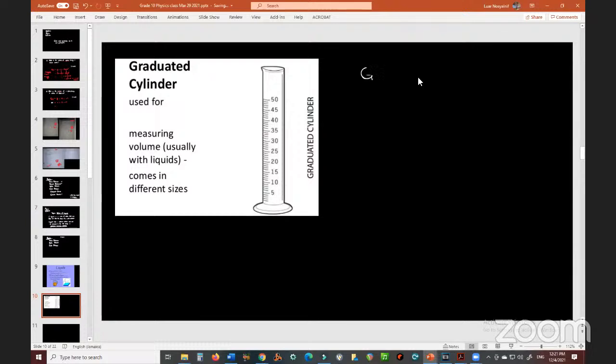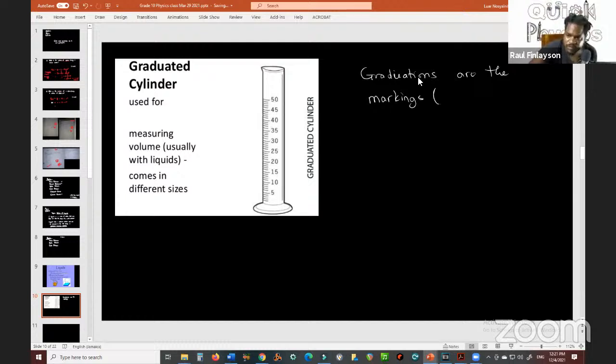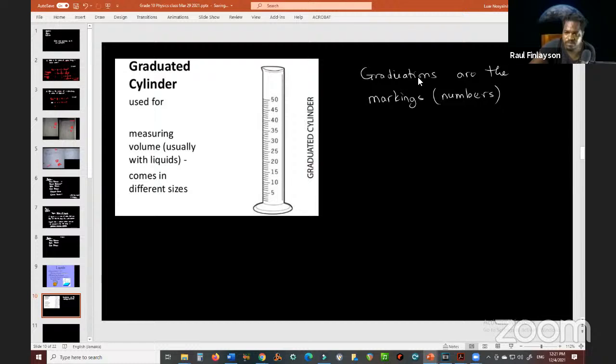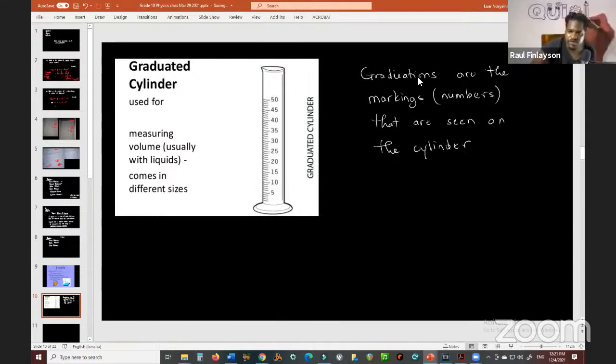So, gradations are the markings, the numbers that are seen on the measuring cylinder. So these are gradations, guys.